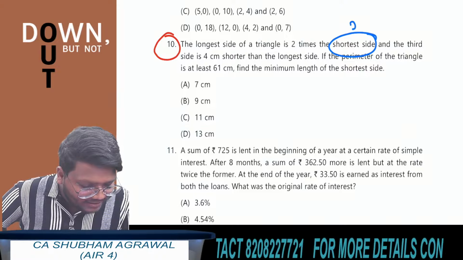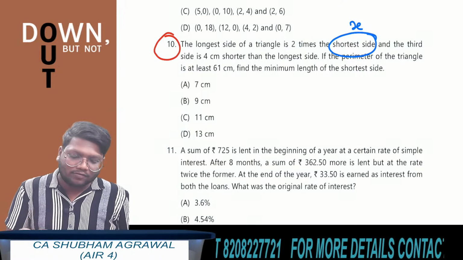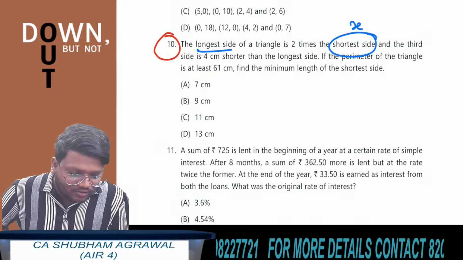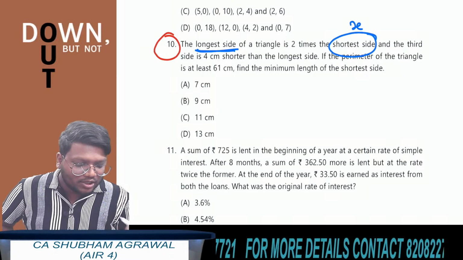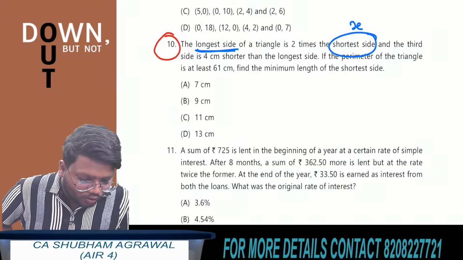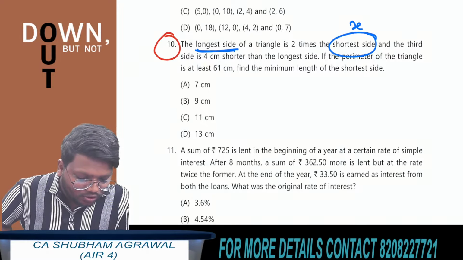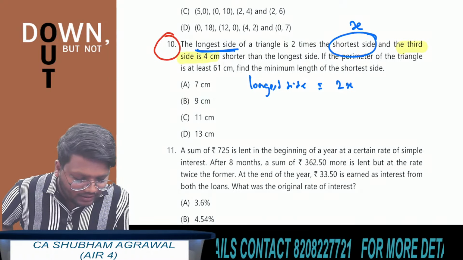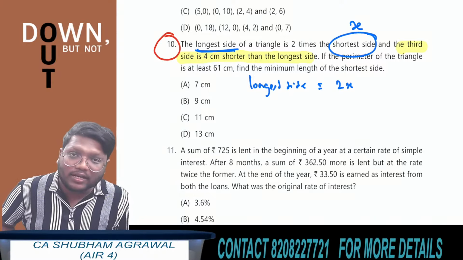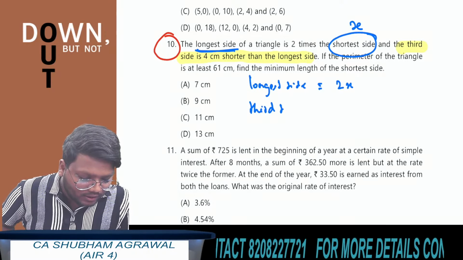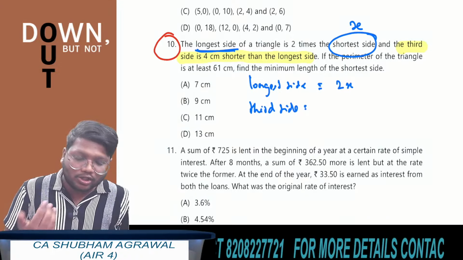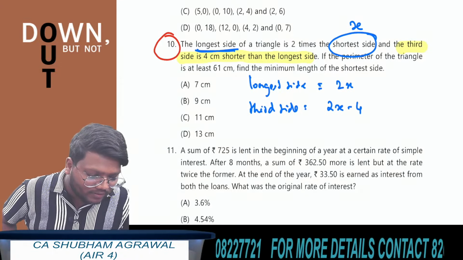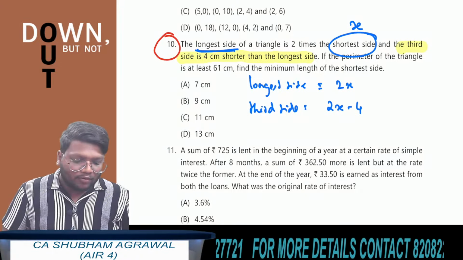Let's say shortest side is x. If we have taken the length of the shortest side as x, so longest side is what? Longest side is 2 times the shortest side. So what we can write? Longest side is 2x. And also it is given in question that third side is 4 centimeters shorter than the longest side. So we can write it as 2x minus 4.